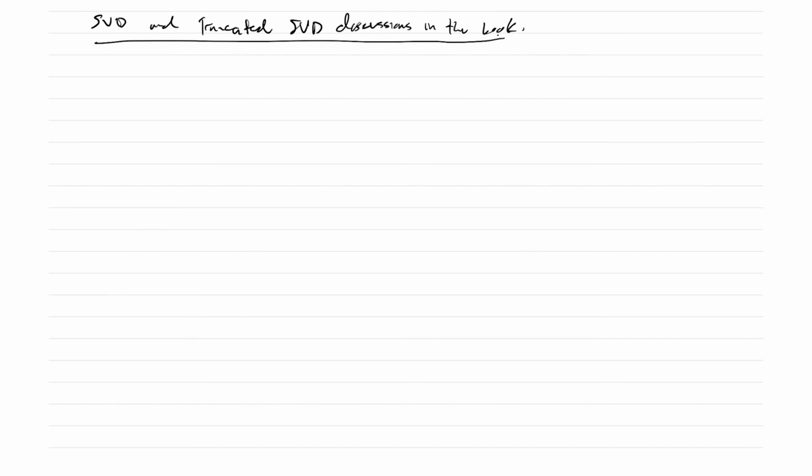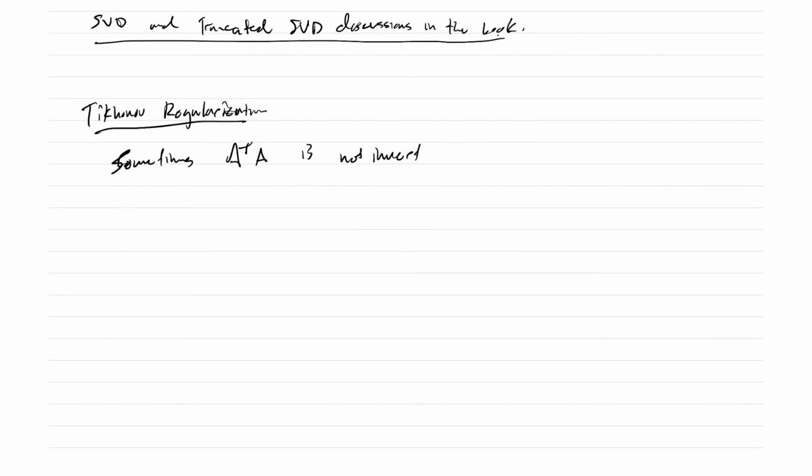These are very good tools to know about, but before we wrap up, I wanted to talk about what is called Tikhonov regularization. It only takes a second to really talk about this. So generally speaking, sometimes say A transpose A is not invertible, or it's numerically has poor conditioning.